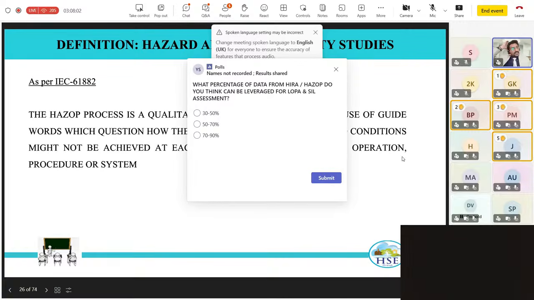Okay. Yeah. So the next slide. Again, see, as all the studies are dictated by certain standards, HAZOP itself is dictated by IEC 61882. And then the definition, this is a textbook definition, which says the HAZOP process is a qualitative technique based on the use of guide words, which question how the design intent or operating conditions might not be achieved at each step in a design, process, operation, or procedure or system. So this is a textbook definition. Obviously, many get lost trying to interpret that. So I will try to simplify this definition for you.